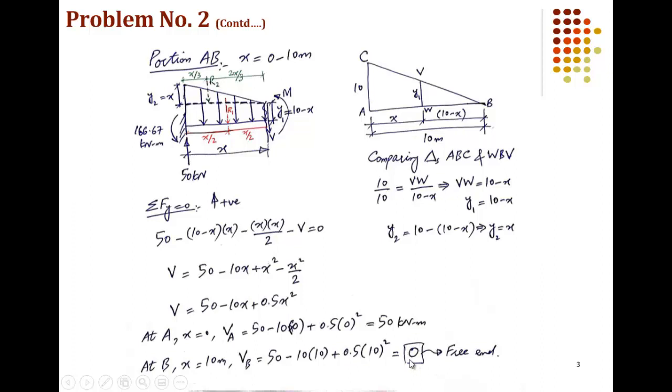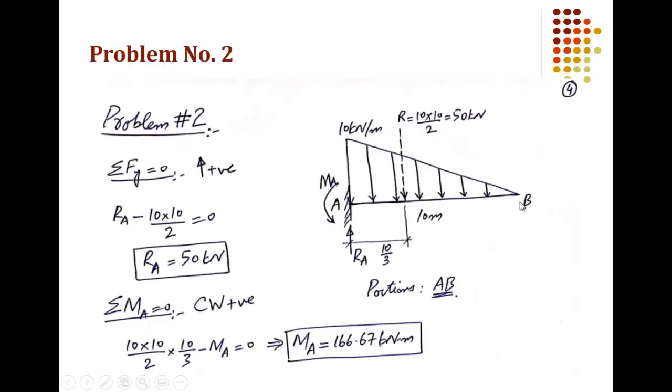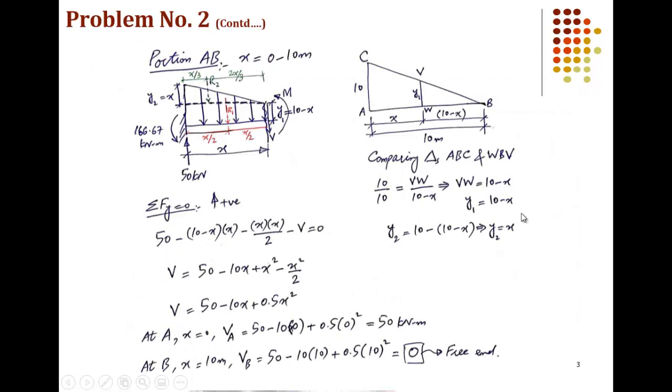And is this logical? Yes, this is logical. Shear is always equal to 0 at free end if there is no point load acting at the free end. So if you look at this problem, there is no point load acting at free end, so shear force should be equal to 0 at this point. Okay, so we have determined shear for points A and B.